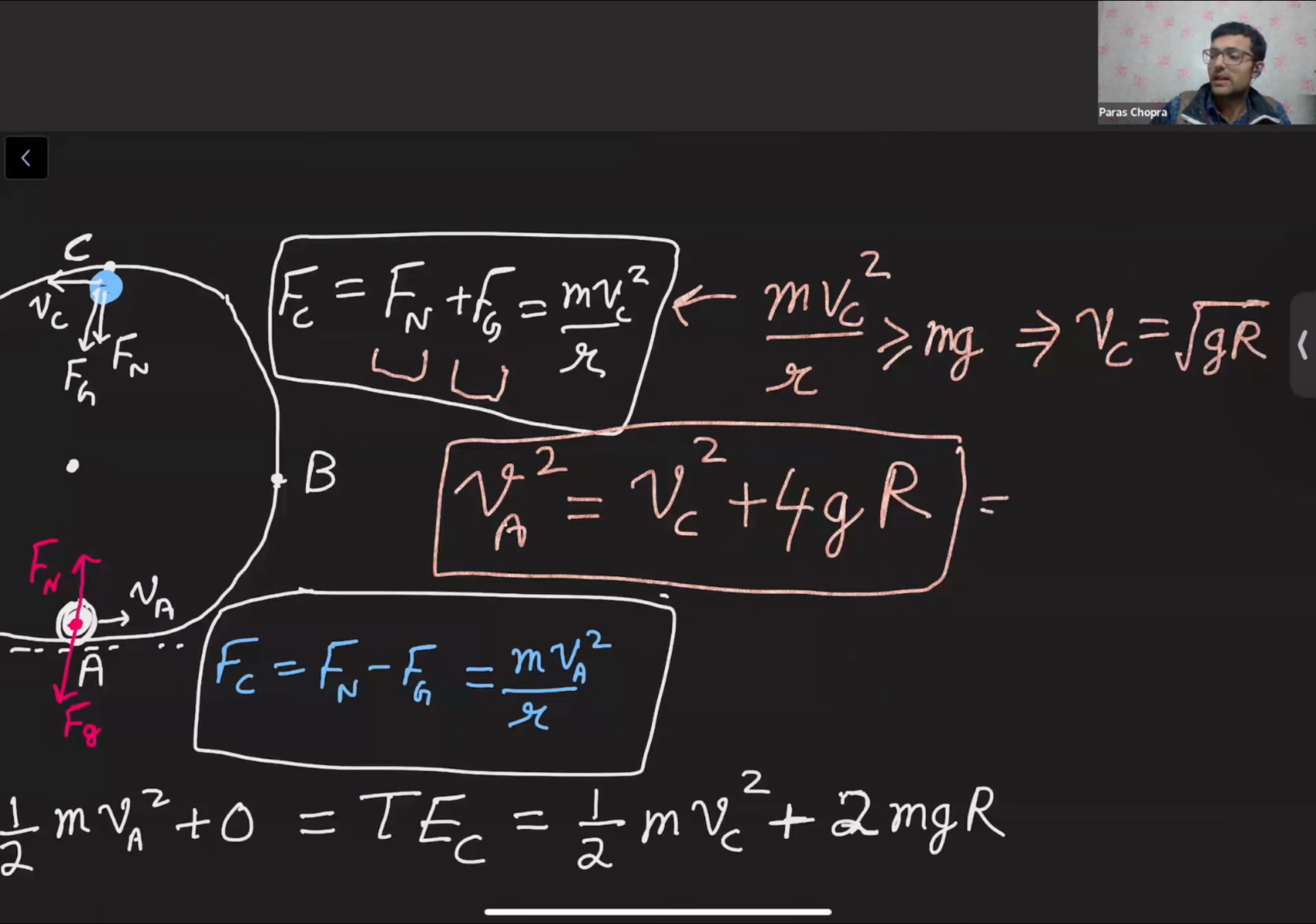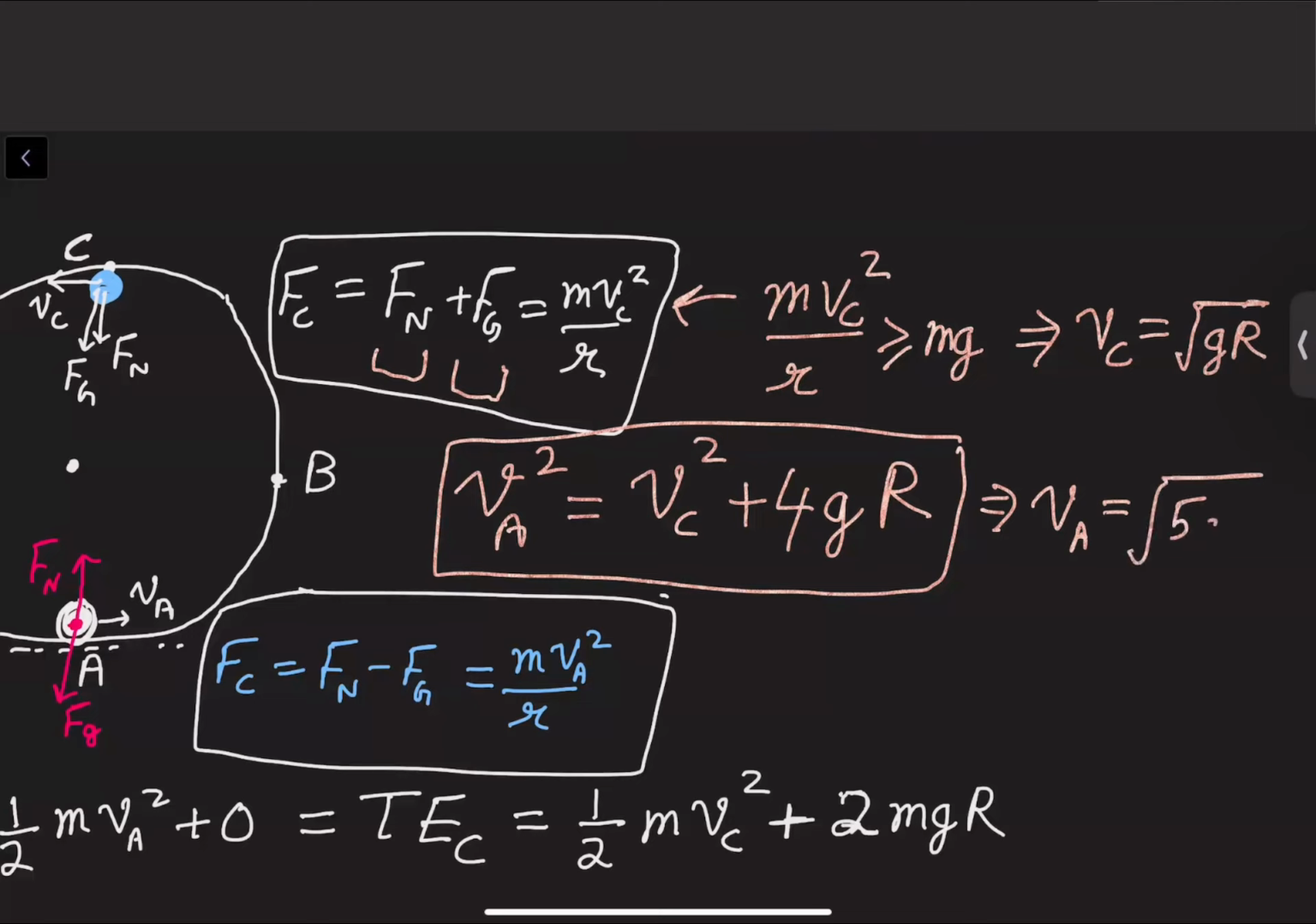So what will be the value of Va? So Va should at least be square root of 5 gr. Only then the body will be able to complete a full circle, full vertical circle. If the velocity at A is less than square root of 5 gr, then what will happen is before completing a full circle, the ball will come down.